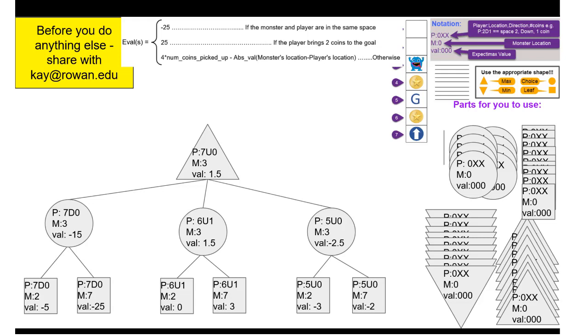So the first thing that I expect you to do was to draw a max node at the very top. If you look in the picture over here, the player starts in row 7 facing up with 0 coins, and I actually gave you this in the assignment too. So I expect you to draw a triangle because it's a max node. We start with a max node, 7U0, and the monster is at 3. And initially you don't know these values yet.